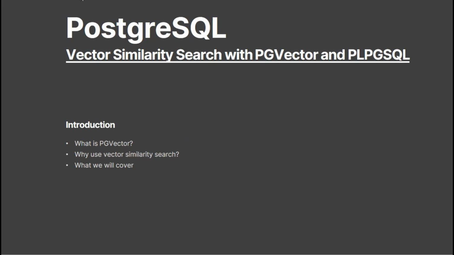PGVector is an extension for PostgreSQL that's designed for efficient similarity searches on high-dimensional data. Today, we'll explore how it can be used to enhance various applications. In modern tech, vector similarity search is crucial for tasks like recommendation systems, image recognition, and natural language processing. It helps find similarities between items based on their vector representations. Throughout this session, we'll cover essential topics: setting up the environment, PLPGSQL implementations, and core concepts of vector similarity search. By the end, you'll have a solid grasp of applying PGVector in real-world scenarios to improve search and recommendation functionalities.